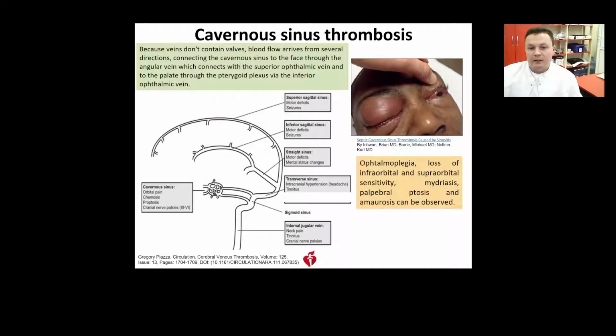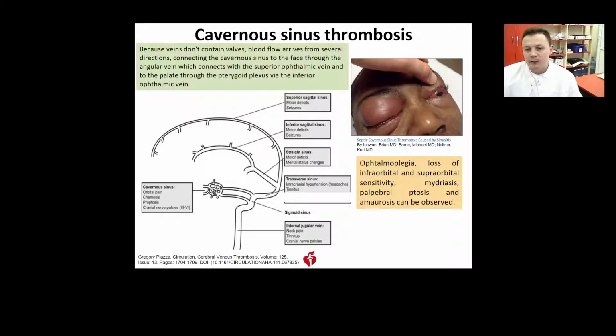Cavernous sinus thrombosis is an infection that affects the cerebral sinuses. Because the veins don't contain valves, blood flow arrives from several directions, connecting the cavernous sinus to the face through the angular vein, which connects with the superior ophthalmic vein, and to the palate through the pterygoid plexus via the inferior ophthalmic vein.